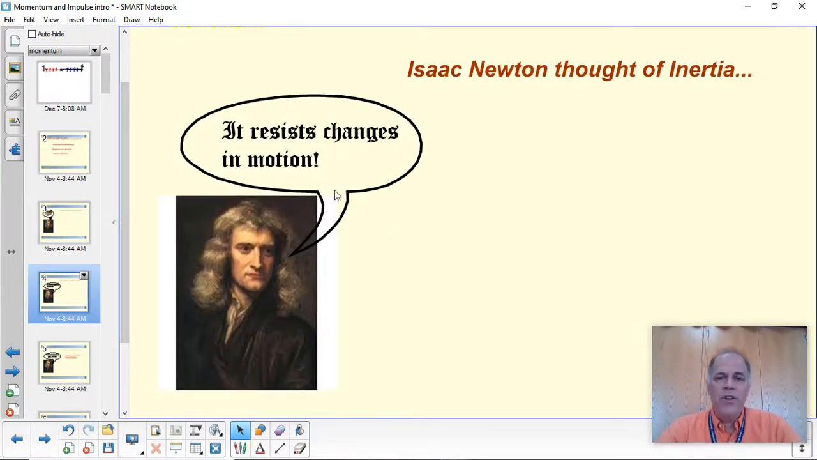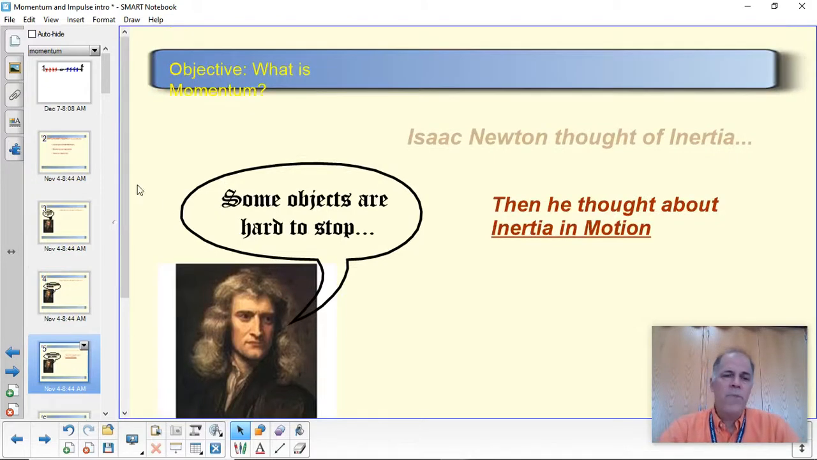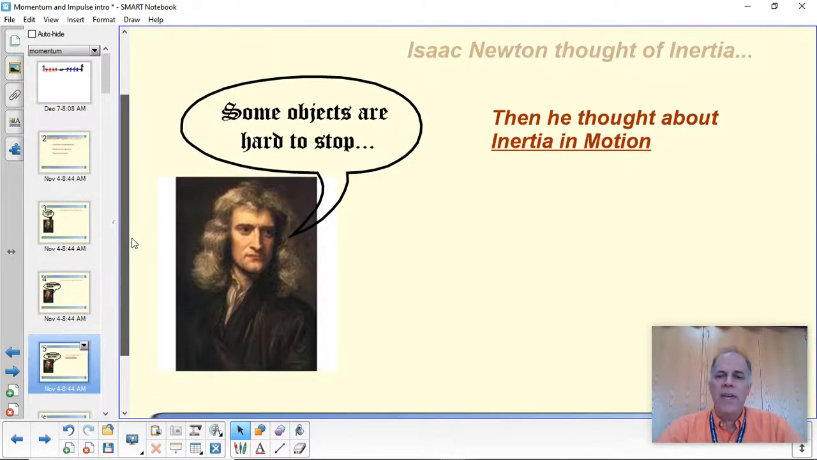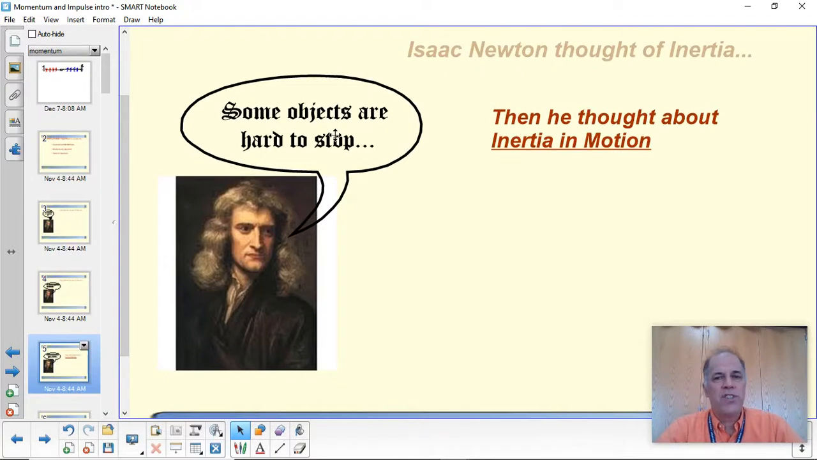Now, as you know, inertia is the characteristic of a thing which resists changes in its motion. So something which is stationary keeps staying stationary until something pushes it, and something moving keeps on moving until something stops it or changes its motion in some way. And again, he was thinking about things that were actually moving. So the way he was thinking about it is this idea that objects are hard to stop. Some objects are more difficult to stop than others, but everything takes some kind of force to stop it.